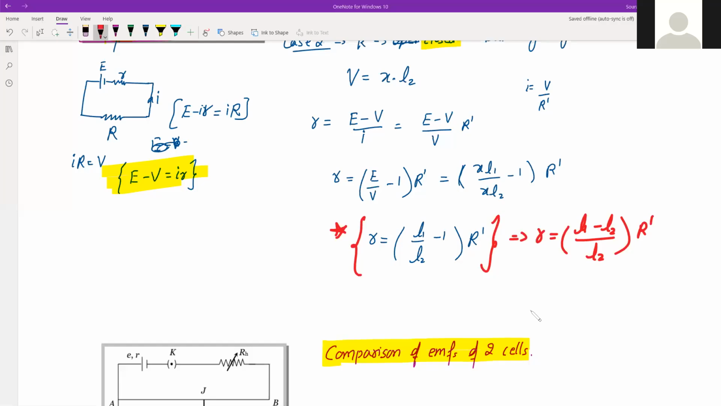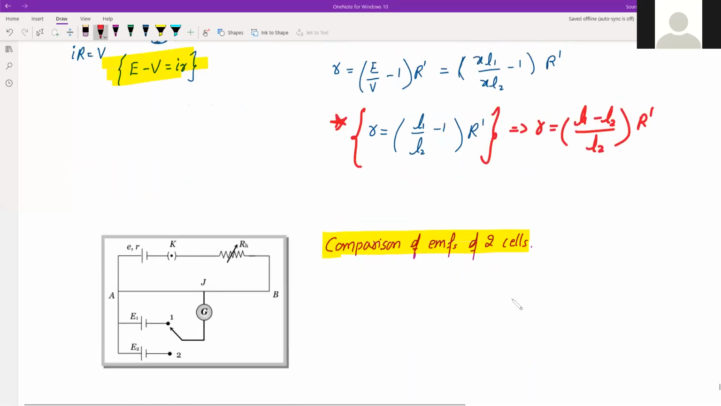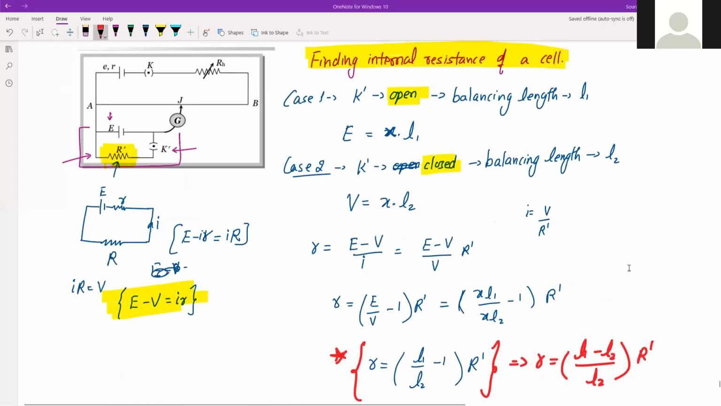So this is how we are going to find the internal resistance of the cell. The second part, that is comparison of EMF of two cells, is again very easy. So what we have done in finding the internal resistance, let us revise that first. We had to find the internal resistance of this particular cell.